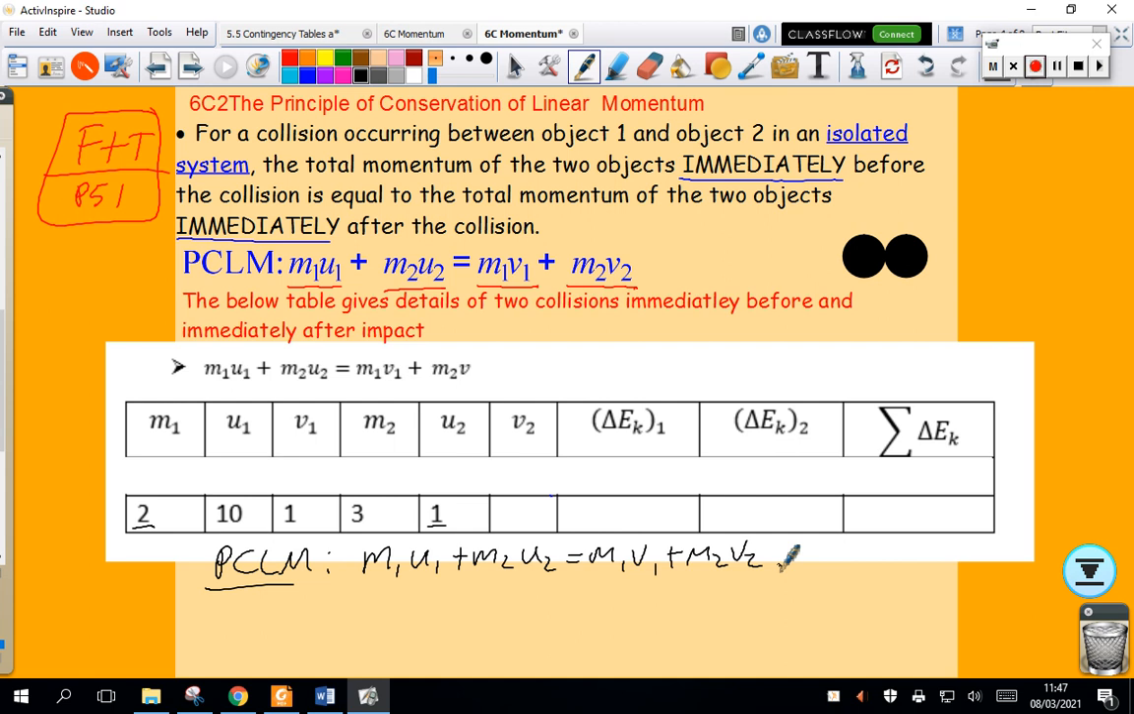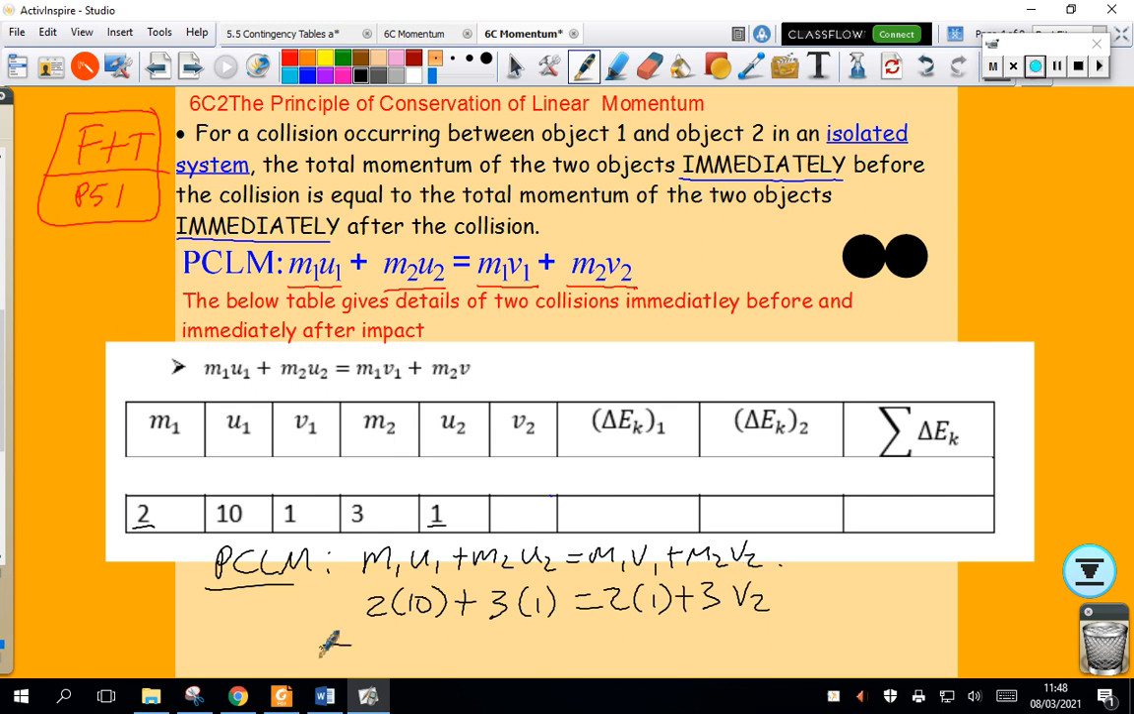m1u1, well, m1 is 2, u1 is 10, so that's 2 times 10. Plus m2u2, well, m2 is 3, u2 is 1, that's going to be 3 times 1. And that's equal to m1v1, well, that's 2 times the final velocity of object 1, which is 1. Plus m2v2, m2 is 3, times whatever v2 is. That's what we're trying to find.